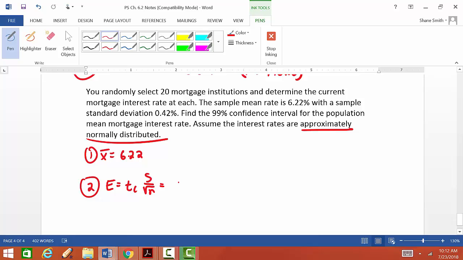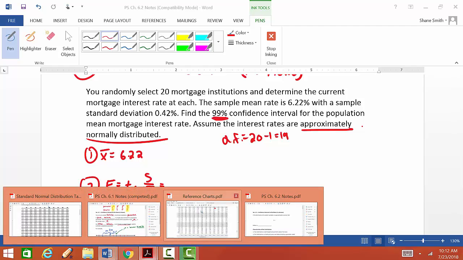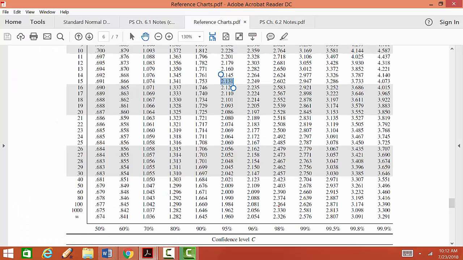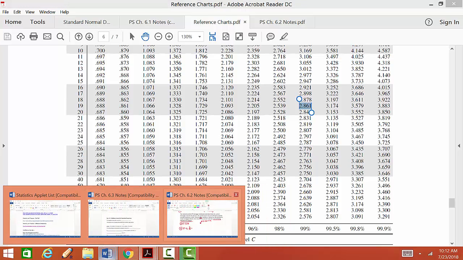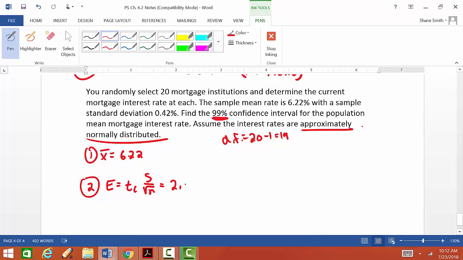So for the t-score, it's 99% confidence this time, and our degrees of freedom is 19 because our sample size is 20. Don't forget to subtract that 1. So if you look at 19 degrees of freedom and 99% confidence, 2.861 is the t-score. It's right here. Standard deviation is 0.42. Square root of 20. And my margin of error is 0.27.